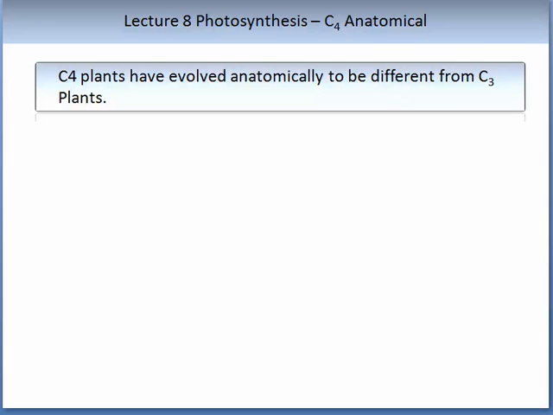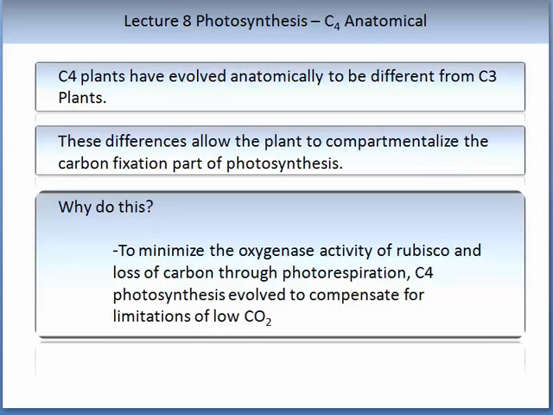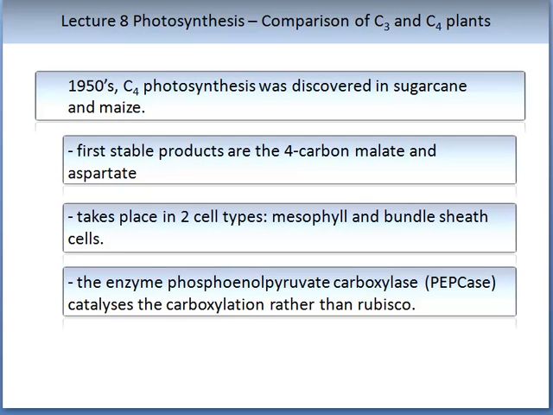C4 plants have evolved anatomically to be different from C3 plants. These differences allow the plant to compartmentalize the carbon fixation part of photosynthesis. So why do they do this? Well, to minimize the oxygenase activity of Rubisco and loss of carbon through photorespiration. C4 photosynthesis evolved to compensate for limitations of low carbon dioxide. In the 1950s, C4 photosynthesis was discovered in sugarcane and maize.